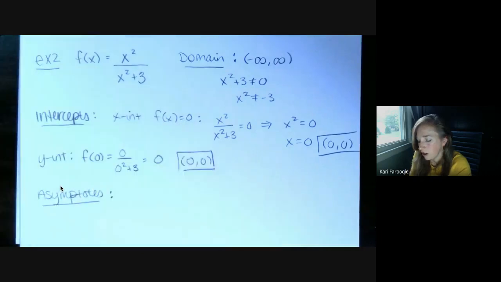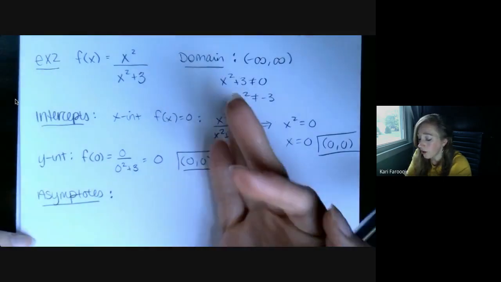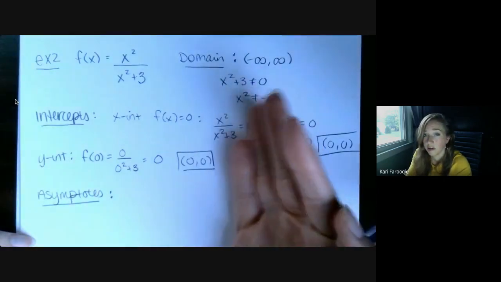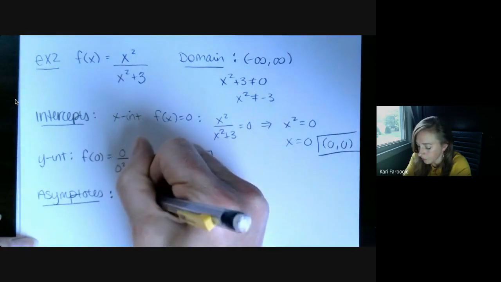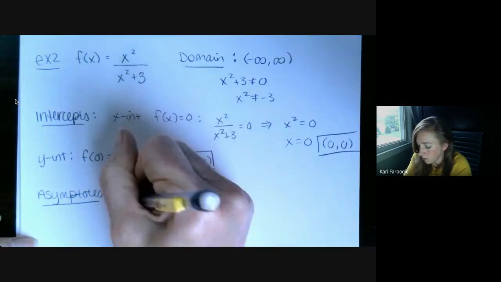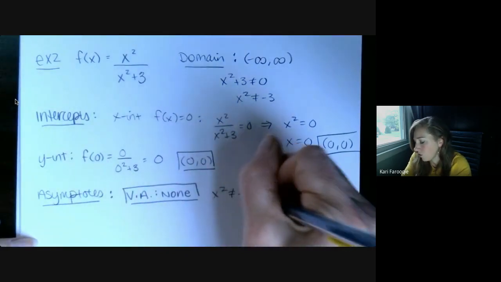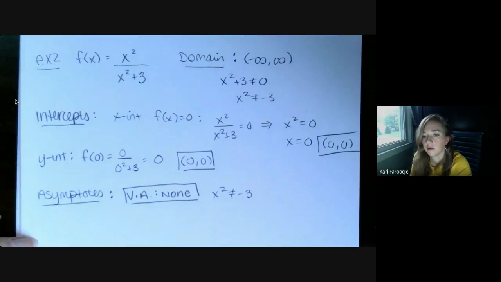Next, we're going to find asymptotes. We do not have any vertical asymptotes because we cannot possibly have x squared equal to -3. So we can say vertical asymptotes, none. And that's because x squared cannot be equal to -3.